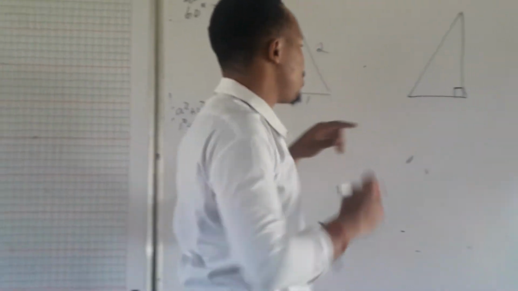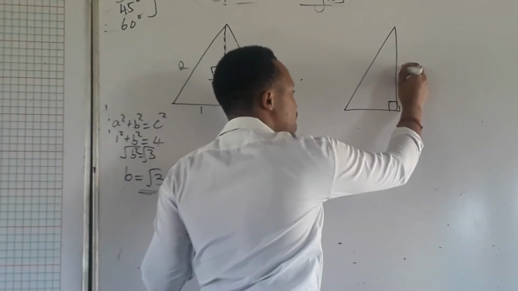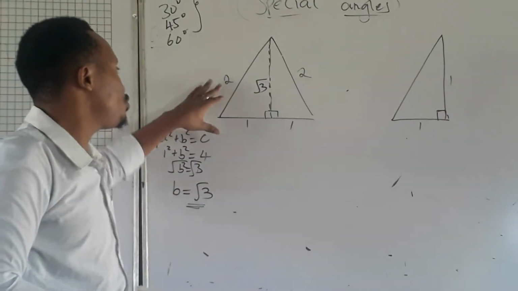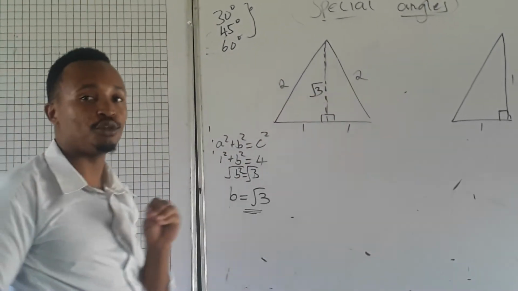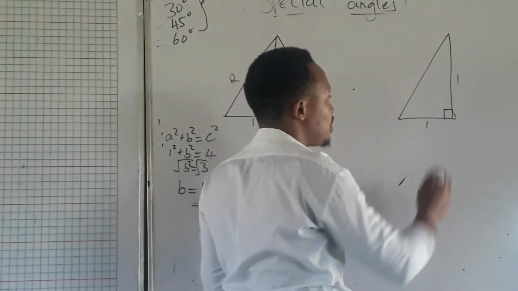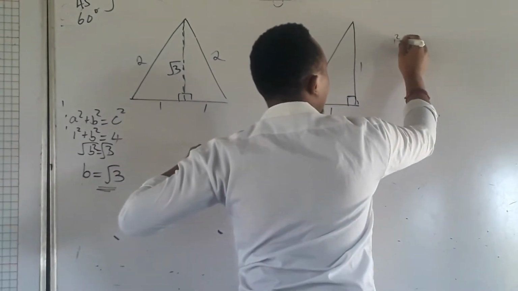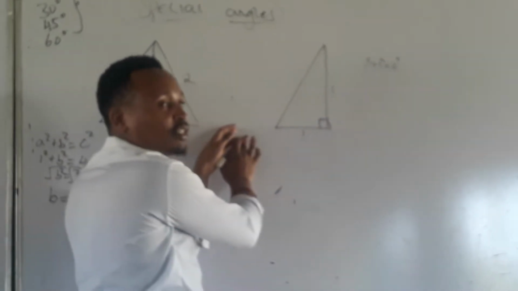So in this triangle, we always look at it as 1 here and 1 here. I said it's a specific triangle. So don't come and put your own numbers. You have to put these numbers here because it's specific. So if it's a right angle triangle, you can use Pythagoras theorem. You're going to have a squared plus b squared is equal to c squared. So 1 squared plus 1 squared is equal to c squared. Now the hypotenuse, is it?